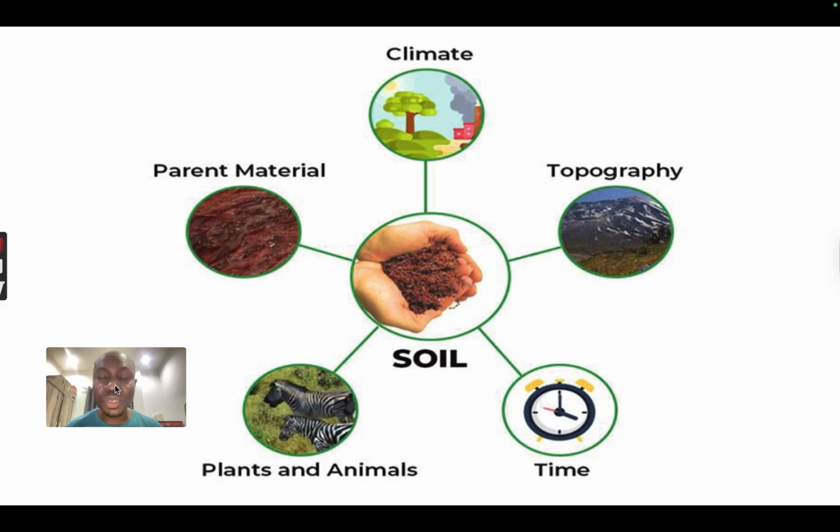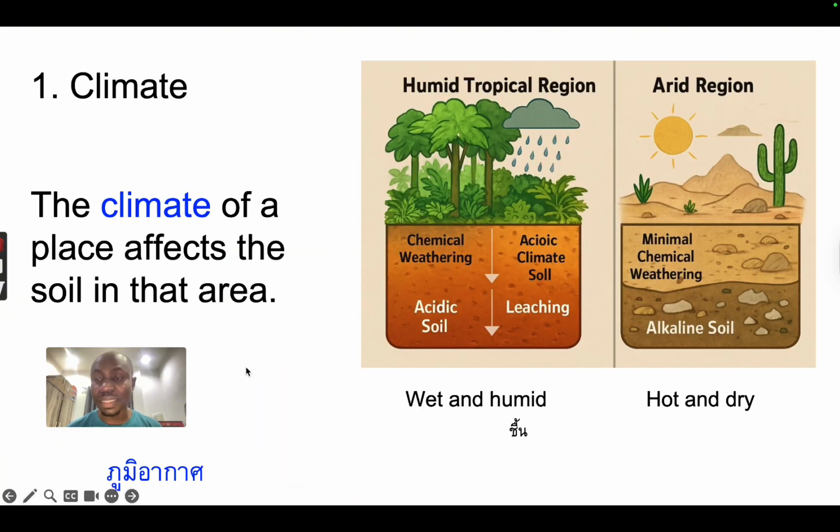But why are soils so different? Soils are different because of 5 factors or 5 things that can affect the soil. Example, climate, the shape of the land or topography, time, the plants and animals and bacteria that live in the soil, and the parent material. Let's talk about each of them. Let's start with the climate.